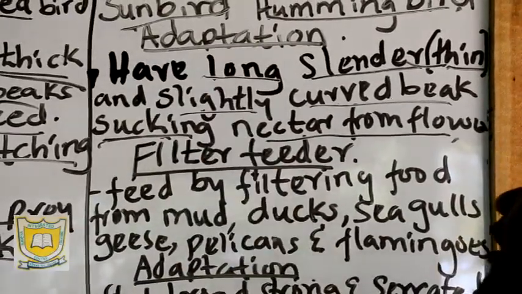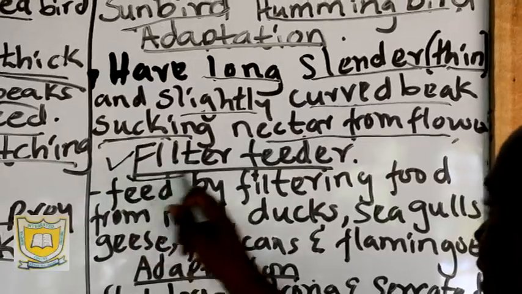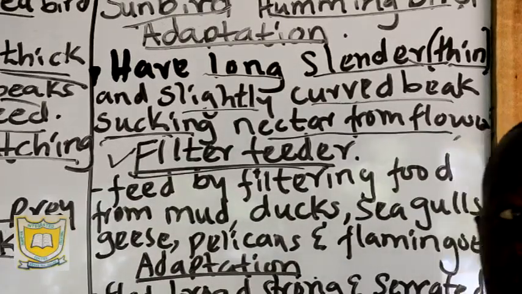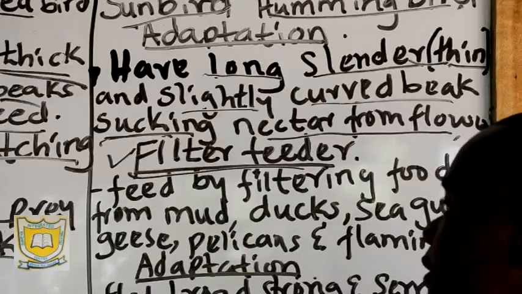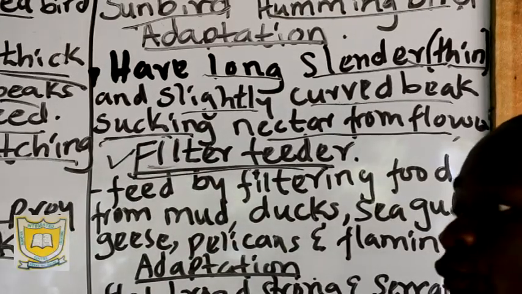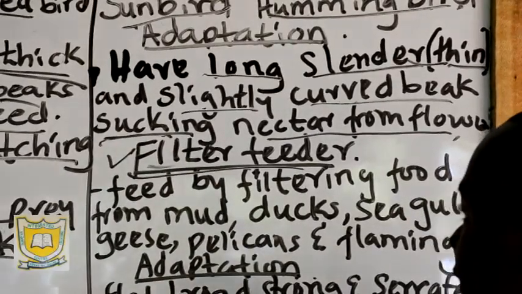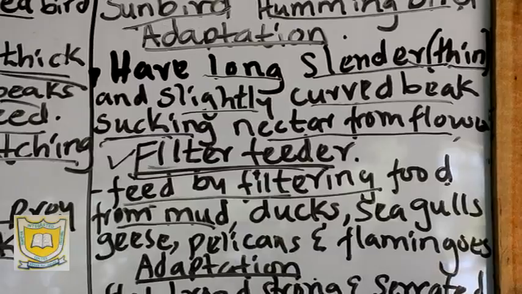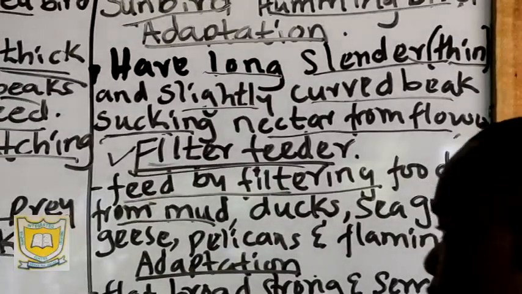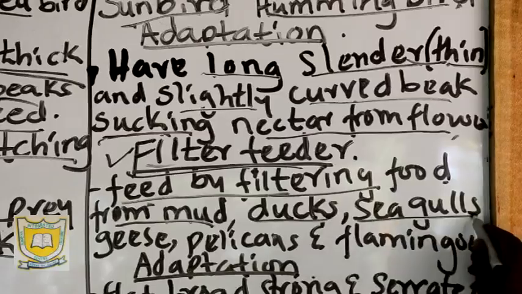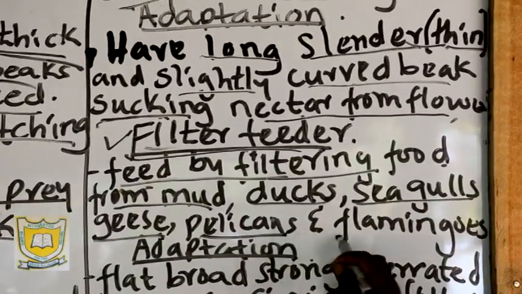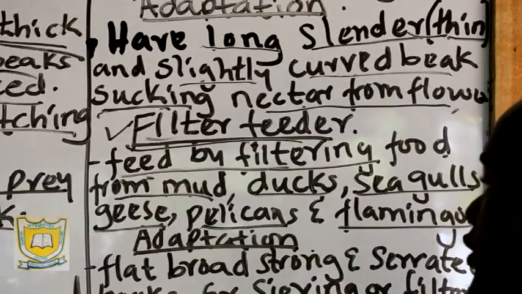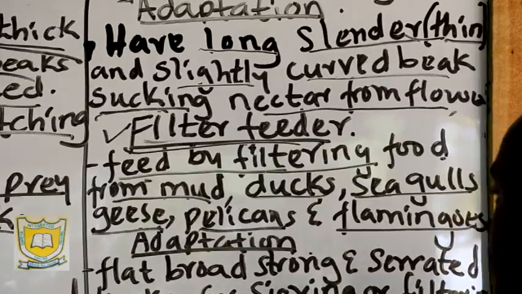Now that's all about the nectar feeder. We move to the last part, the last adaptation group of the birds. We have what we call the filter feeders. From the term filter, it means they filter food from mud or from water. Examples of birds that filter food from the mud are the ducks, the seagulls, the geese, the pelicans, and also the flamingos. Flamingos are mostly found on coastal regions and in areas where we have mud. You may find a lot of flamingos.